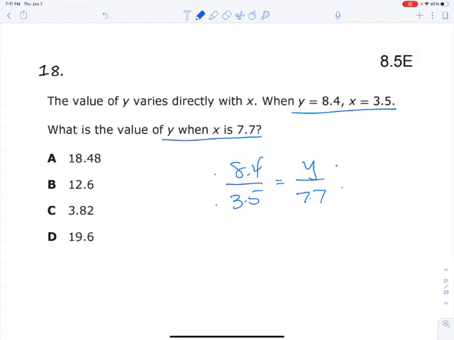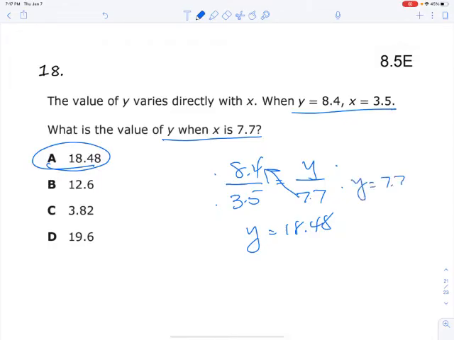Okay, so what we would actually end up doing is we would take the 7.7, we'd multiply by the 8.4, and we would divide by the 3.5. And if you do that, you end up with y is equal to 18.48. Okay, so correct answer is A. That's all you do. So y is equal to 7.7 times 8.4 divided by 3.5. So using your calculator, that becomes a very simple question.